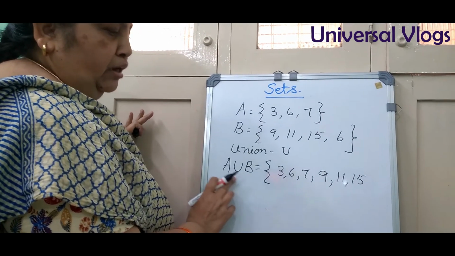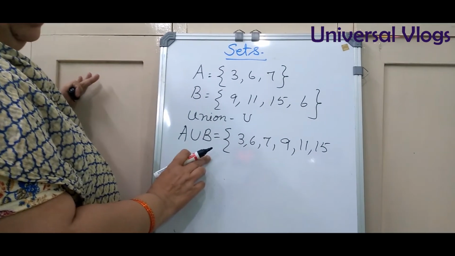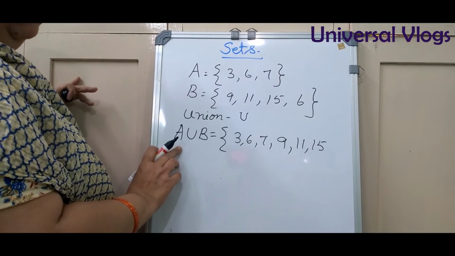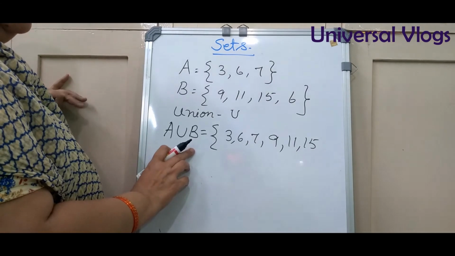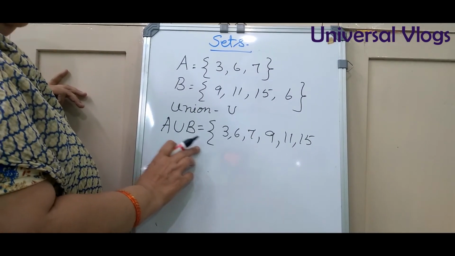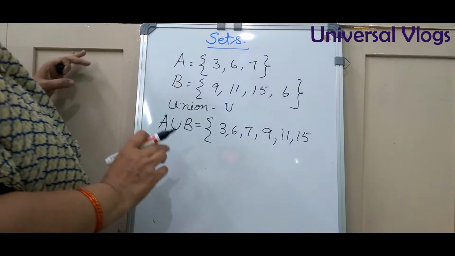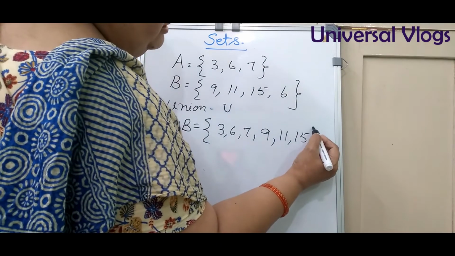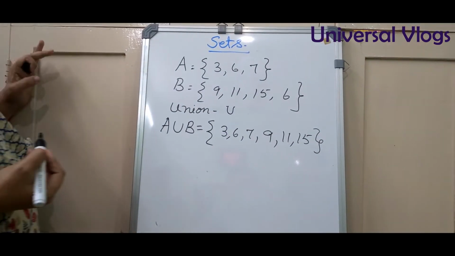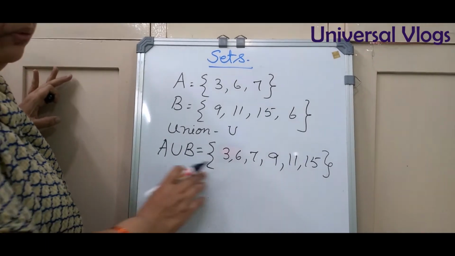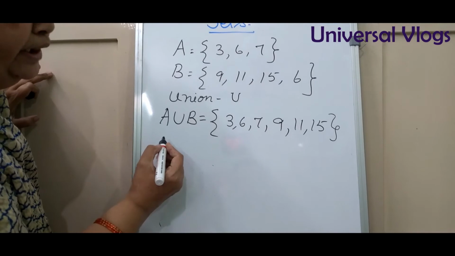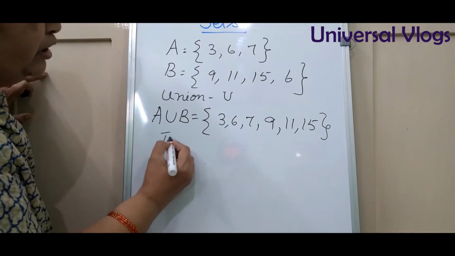So while writing the union of the two sets, first we write the elements of the first set, whatever it may be, and then you consider the elements of the second set, and the elements shouldn't be repeated. Like that you will write all the elements of both the sets, and then we close it with the curly brackets like this. So this is A union B.